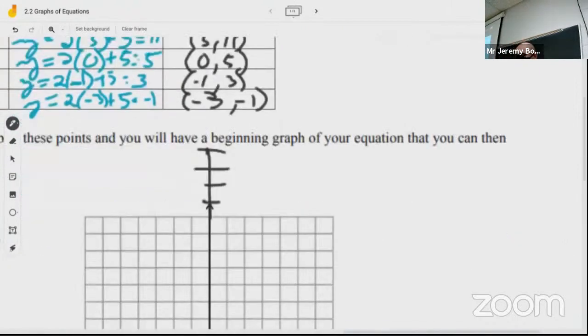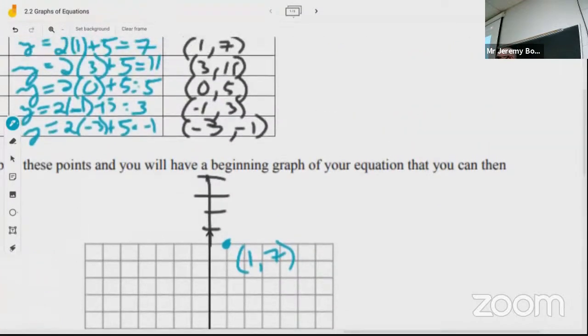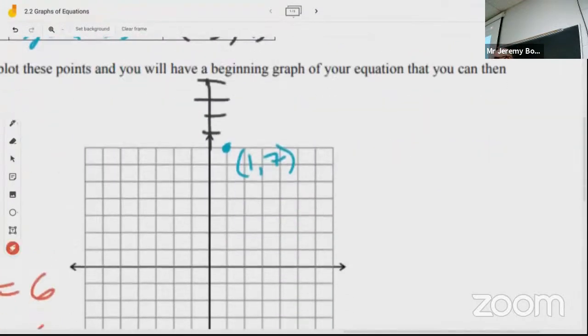So first one we got is 1, 7. So x is going to be 1, y is going to be 1, 2, 3, 4, 5, 6, 7. And so we have a point here. I'm going to label it for right now. I might have to move that, but we'll see how it goes. Questions on that? Next one I got is the 3, 11. Let's plot it for right now, and we'll see what it looks like. So we got 1, 2, 3 for x. This will be 8, 9, 10, 11. So that's going to be all the way up there.